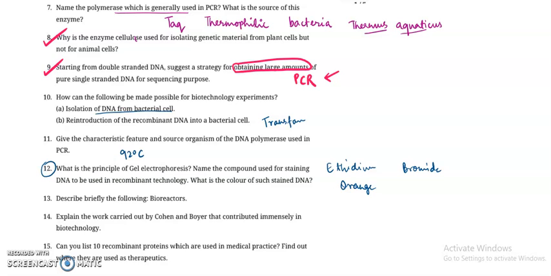Okay. Describe briefly the following, which is bioreactor. So for this also I'll be sharing a link in the i button. You can go through it.